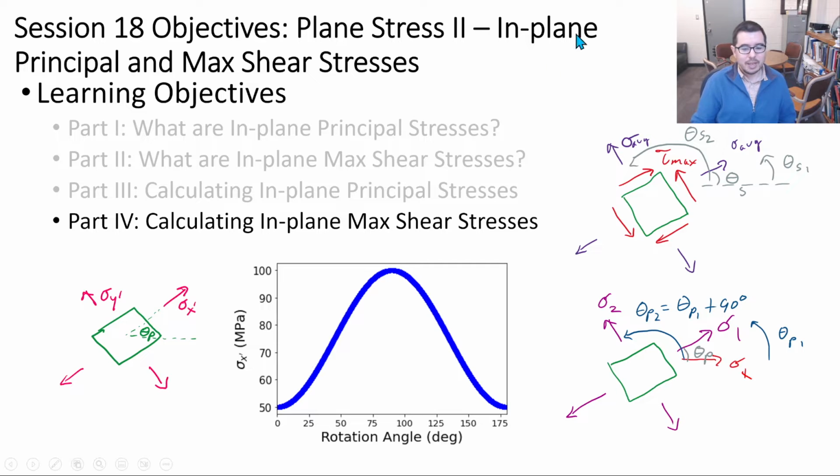We're looking at a situation where we're rotating an element, which I don't have the original orientation of here on this kind of overview slide, to get to some sigma x prime, sigma y prime. And really what we care about is the shear stress, and we want it to be a max, and we're going to have some sigma s1, sigma s2 associated with it.